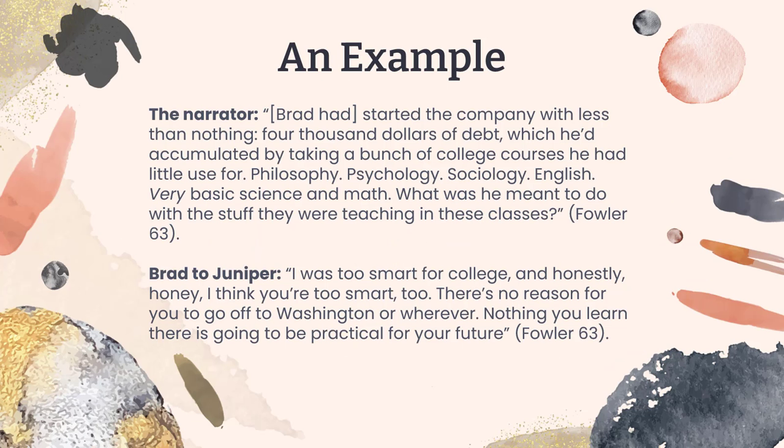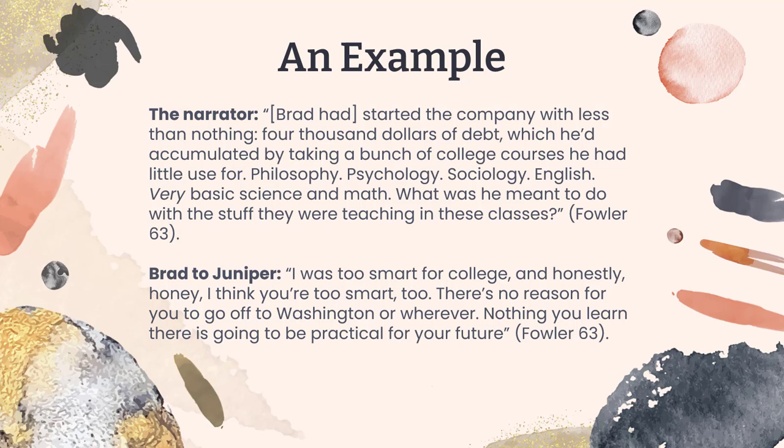To practice using some of these ideas in guiding questions, here's an example pulled from A Good Neighborhood. On page 63, the narrator explains that Brad had started the company, his HVAC company, with less than nothing. $4,000 of debt, which he'd accumulated by taking a bunch of college courses he had little use for. Philosophy, psychology, sociology, English, very basic science and math. What was he meant to do with the stuff they were teaching in these classes?